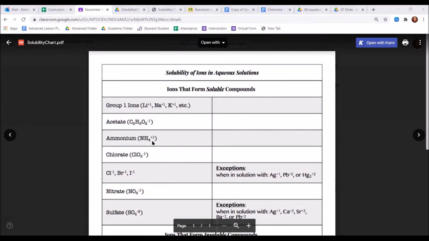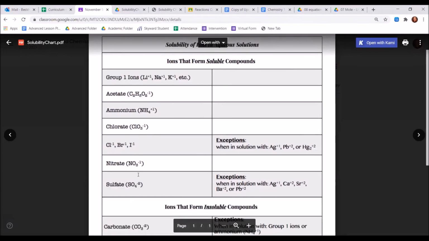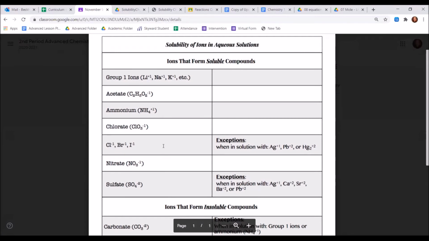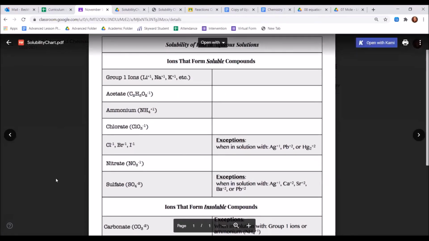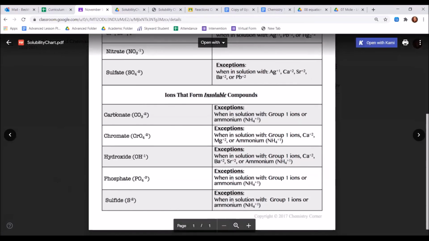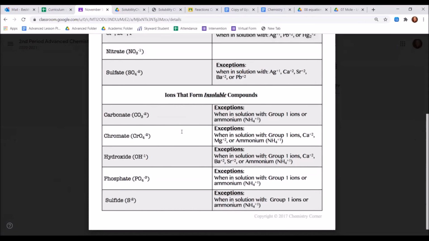We're dealing with lead carbonate and sodium nitrate, right? So when we look at this group, nitrate is always soluble. So the nitrate one is not going to be circled, right? So let's look at the lead carbonate. I don't see anything on here for lead or carbonate. Oh, but I see carbonate right here. So carbonate compounds are always insoluble except when in solution with group 1 or ammonium.